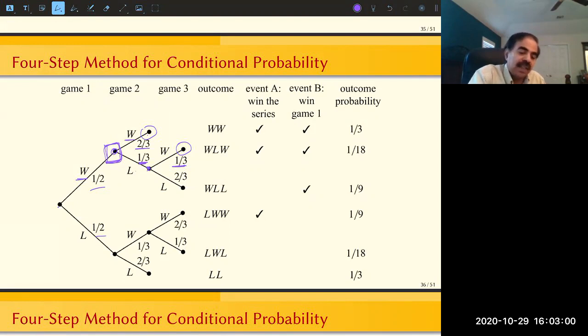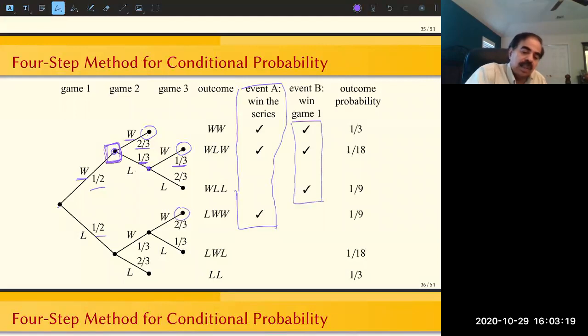So what we have done is we have done our usual thing, marked off the events, the event that A wins the series. These are the three outcomes in which the first team wins. And these are the three outcomes corresponding to when the first team wins the first game, right? And then all we are doing is applying our conditional probability formula, right?